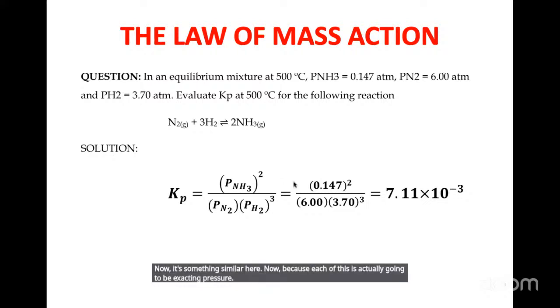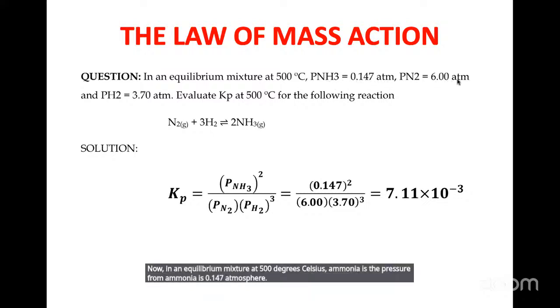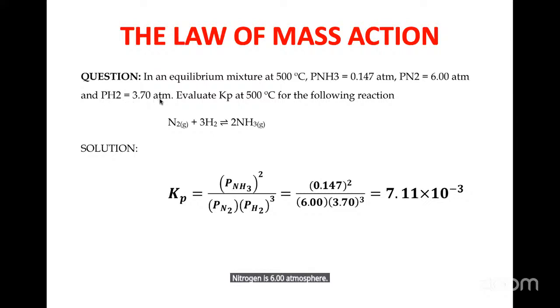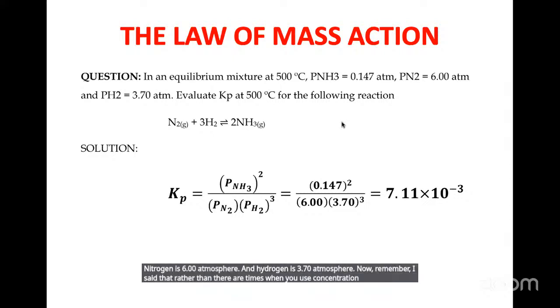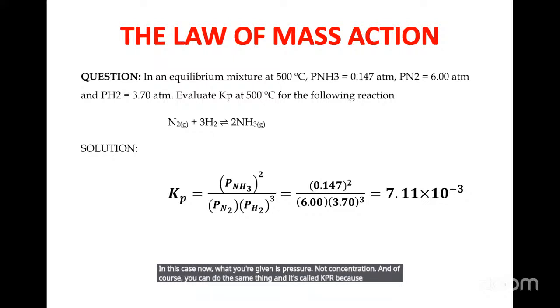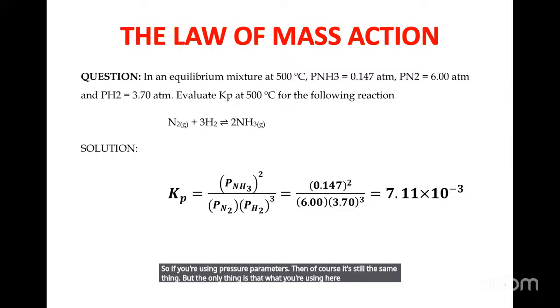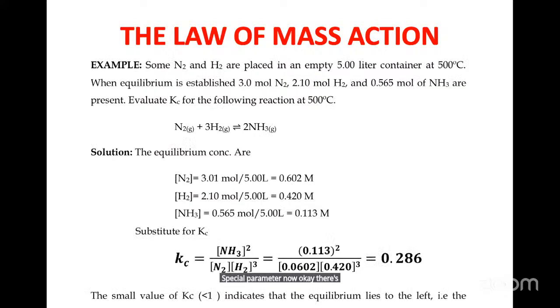Now, in an equilibrium mixture at 500 degrees Celsius, the pressure from ammonia is 0.147 atmosphere, nitrogen is 6.00 atmosphere, and hydrogen is 3.70 atmosphere. Remember, I said that there are times when you use concentration, and there are times when you use pressure. In this case, what you're given is pressure, not concentration. And of course, you can do the same thing, and it's called Kp here because your terms are pressure parameters. So it's still the same thing, but the only difference is that what you're using here is pressure parameters.